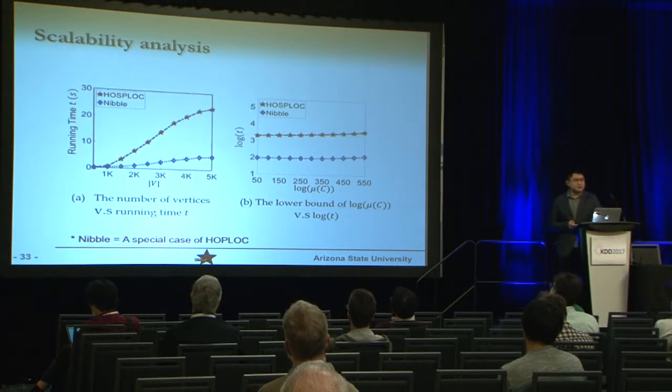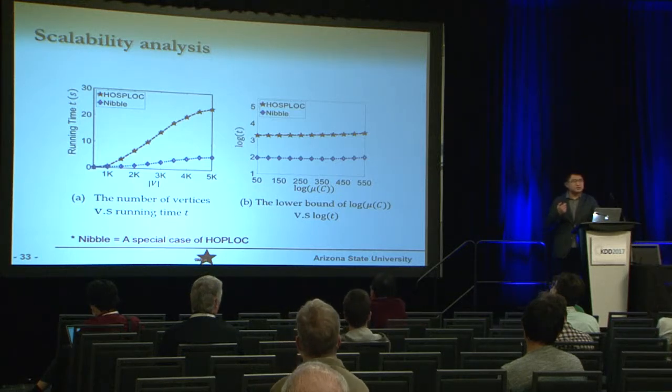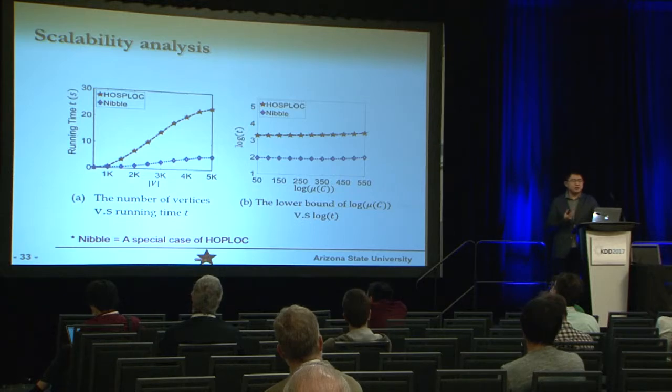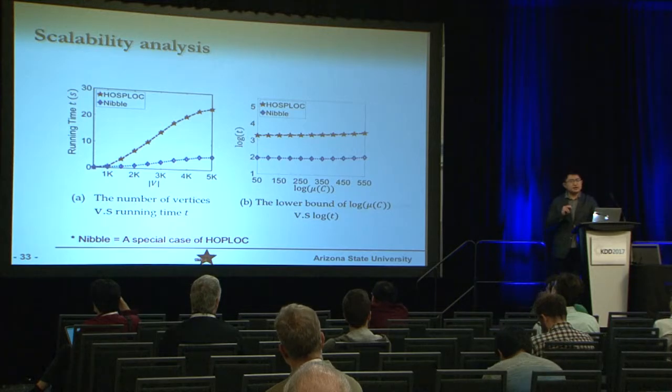And here is some scalability analysis. Here we're using Nibble as our comparison method because Nibble could be considered a special case of our algorithm. The reason is twofold. One, it is also a local graph clustering method. Another, it only conducts lower-order random walks. So in the scalability analysis, we consider it a faster version of our algorithm.